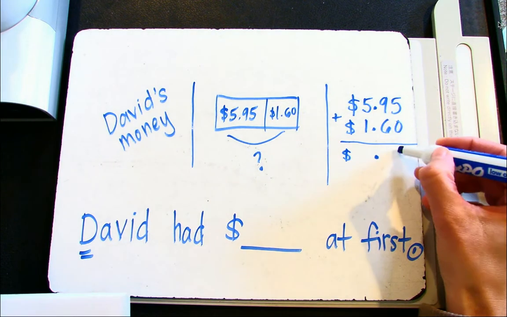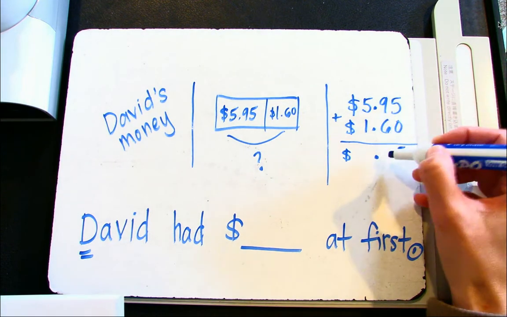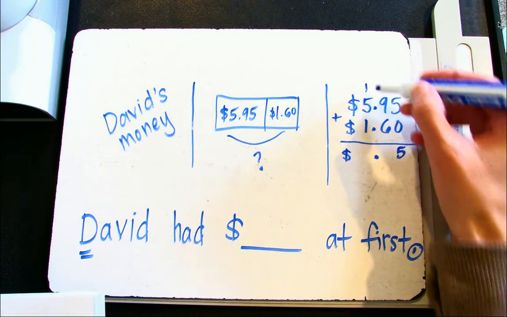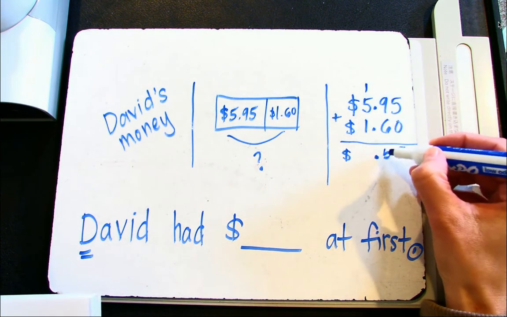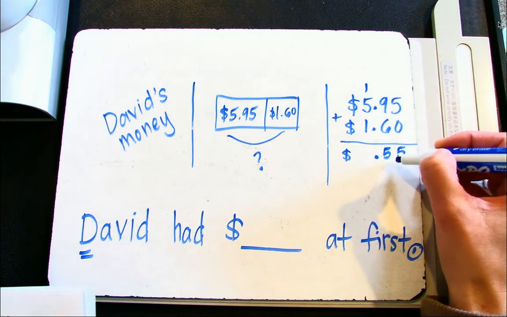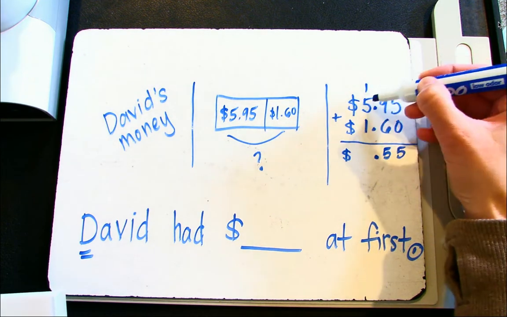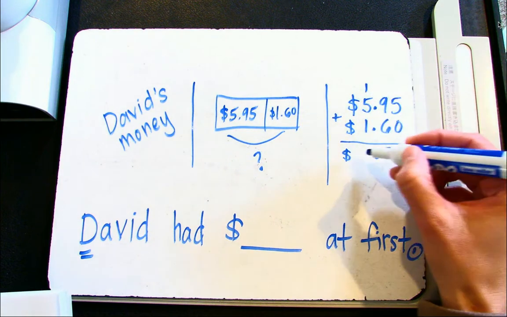5 plus 0 is 5. 9 plus 6 is 15. And we can't put 15 here, so we'll rename it as 15 tens, or $1.50. And I can go over here to my dollars and my hundreds place. 5 plus 1 is 6, plus 1 more is 7.